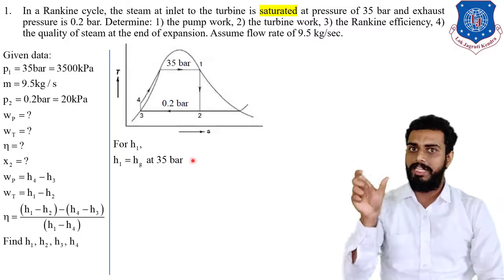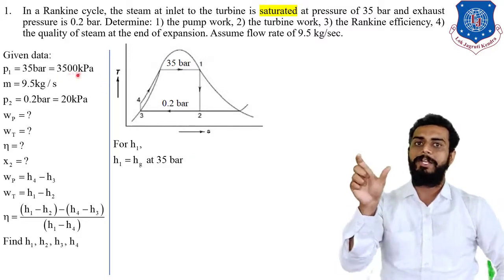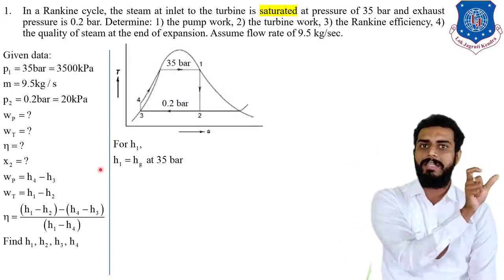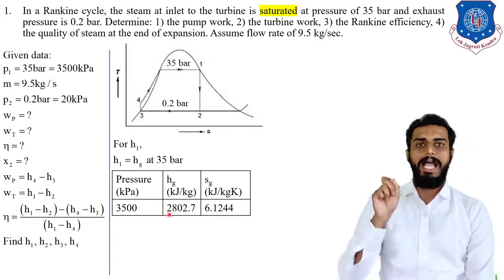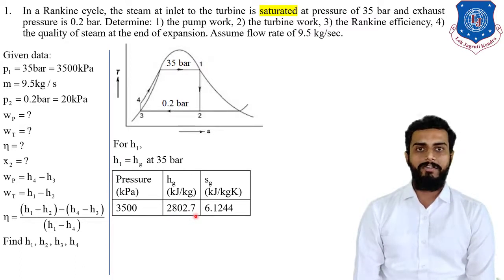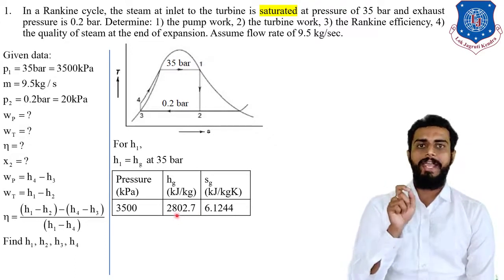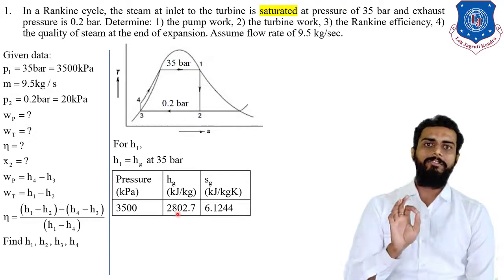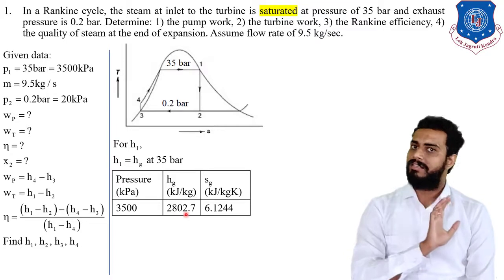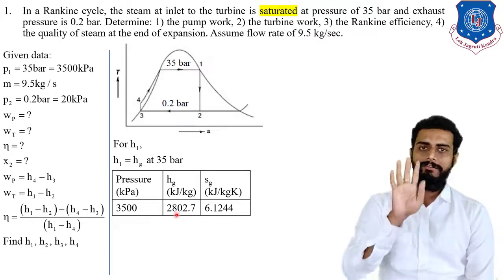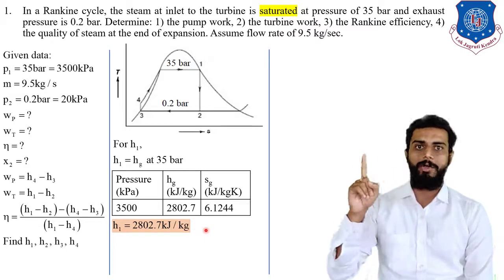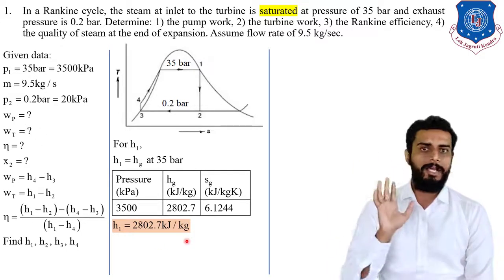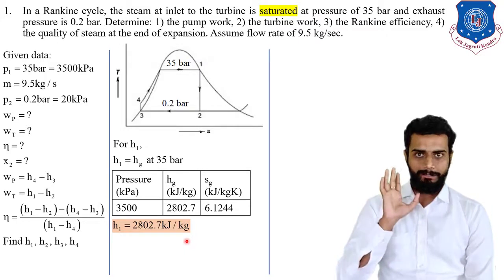So I will identify 3500 kilopascal and the corresponding value of Hg. I will write down that value. Clear? I hope you can see on the screen I have written Hg at 3500 kilopascal, that is 2802.7 kilojoule per kg. So that will be my enthalpy at point number 1. Simple, very easy to understand. We are supposed to find only 4 enthalpies, student. Among that, 1 we have already found. Okay, H1 is clear. Now we want to find H2.